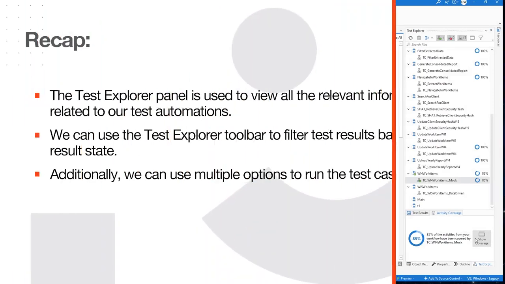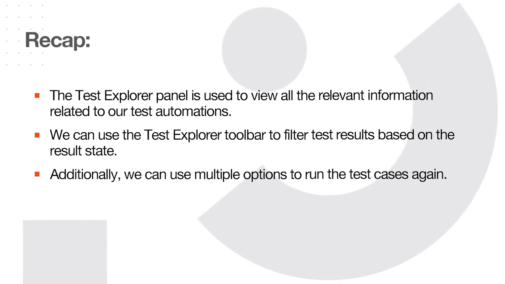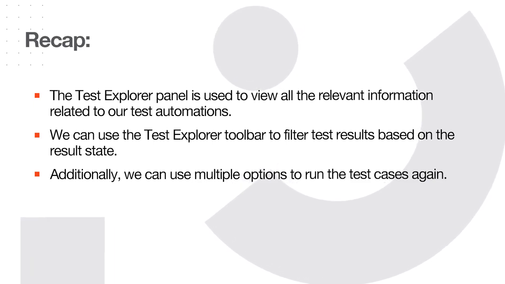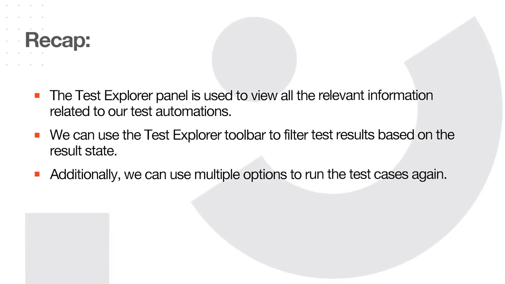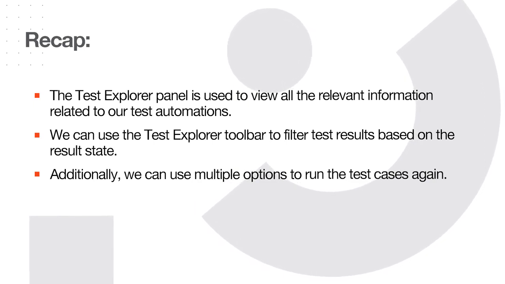For a quick recap, the Test Explorer panel is used to view all the relevant information related to our test automations. We can use the Test Explorer toolbar to filter test results based on the result state. Additionally, we can use multiple options to run the test cases again.